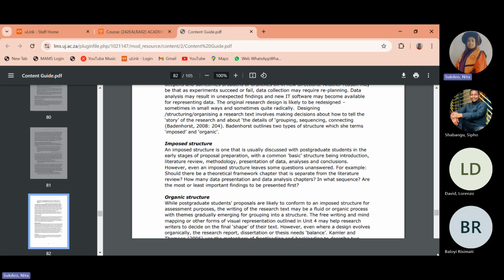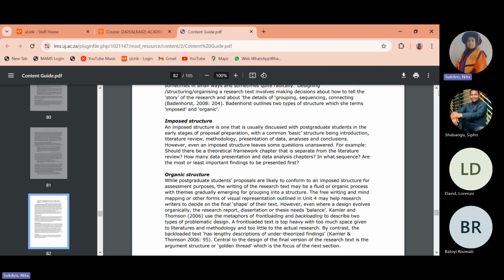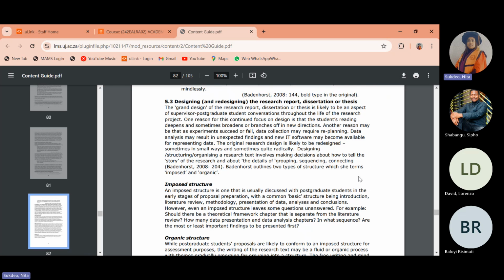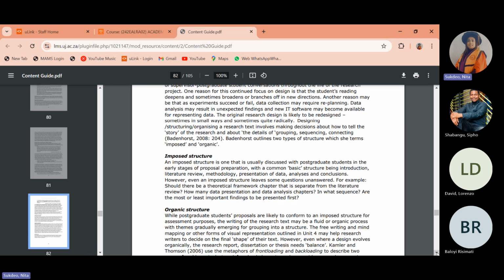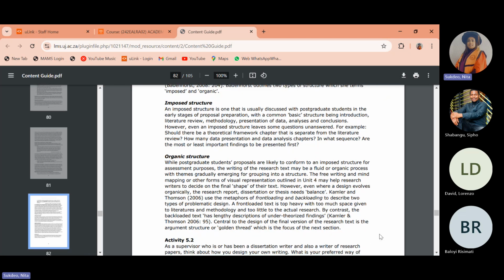So some of the things that you look at when you are structuring. How do you structure? There are two types mentioned here. As a supervisor or potential supervisor, or when you were being supervised as a student, did you come across these two structures or any other structure that's not here? The imposed structure is something that I showed you, which was more based on a theoretical framework. The organic structure is a bit more free will.